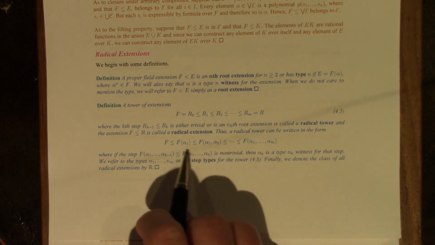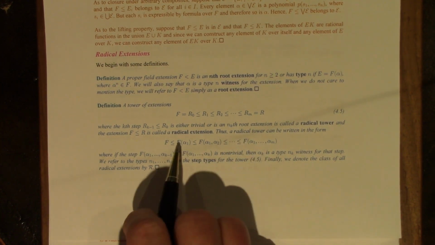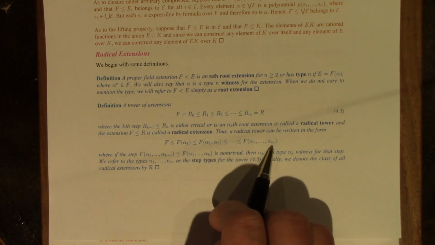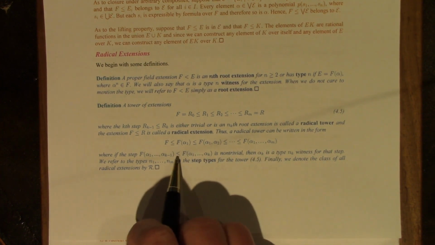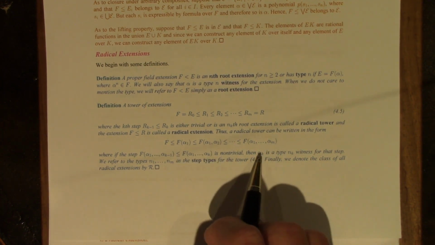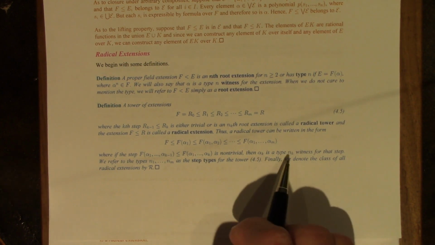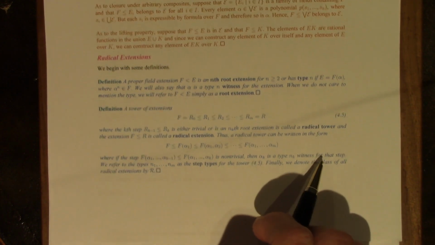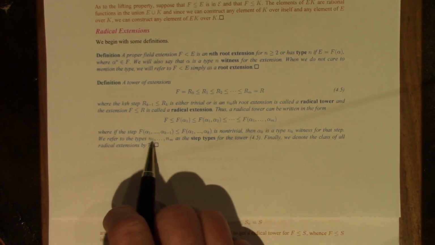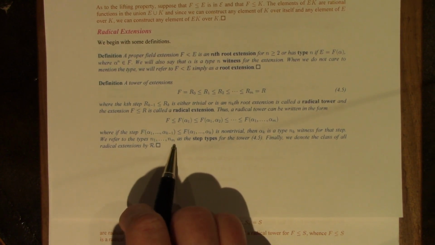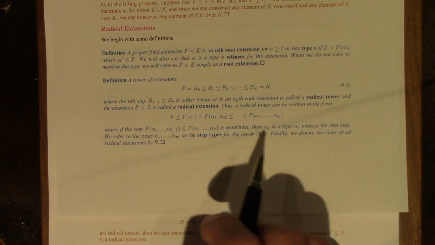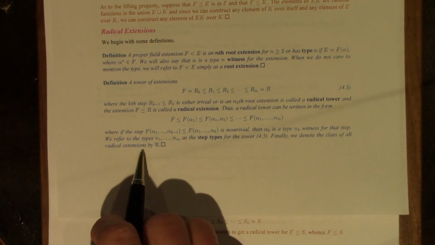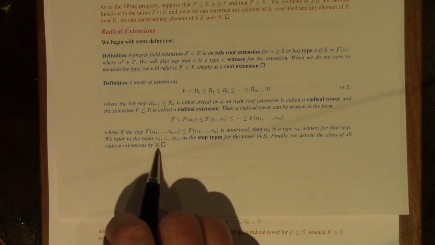A radical tower can also be written in this form, where we are adjoining a single element at each step. And if the step is non-trivial, then the element alpha sub k that we adjoin is a type n sub k witness for that step. I'm going to refer to the types n1 through nm of the steps as the step types for the tower. And finally, I'll denote the class of all radical extensions by script R.